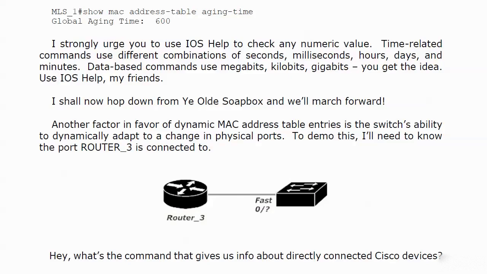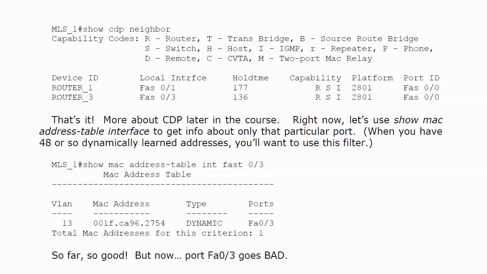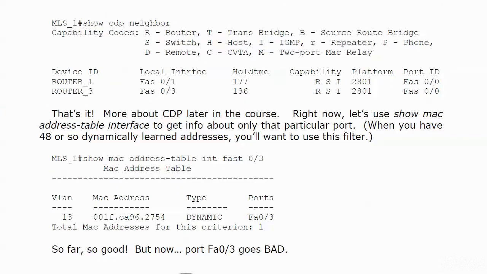So I ran that here on the board, and you could see, here's the CDP neighbor table, and we're looking for the port that router 3 was connected to, and there's that information right there. No need to walk down to the server room, fight with those cables, just run show CDP neighbor and you're good. Now, what I did then is use the show MAC address table interface command to get information only about that particular port.